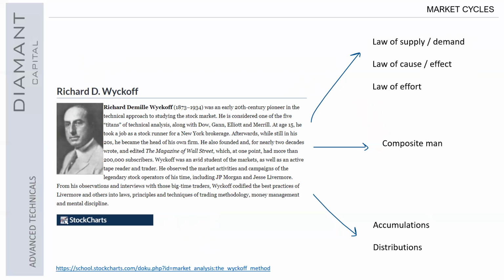We're going to be looking a bit into his laws and the idea of the composite man. The composite man is the institutions acting as if they are one man. So it's you against that man, that person manipulating and controlling the market. You've got to try your best to understand what he's doing, and how you can get into positions with him so you can ride that wave. Then there are accumulations and distributions, and also a different type of each, called reaccumulations and redistributions.